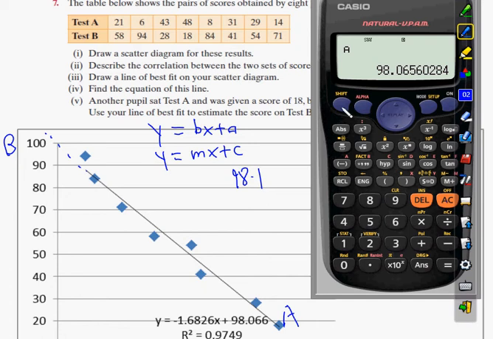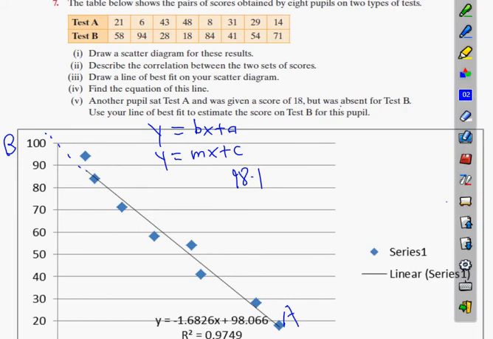Then you do shift, stats, regression, and you go 2. And it's going to have to be a negative slope, doesn't it? Because it's minus 1.68. So then we get y equals minus 1.68x plus 98.1.